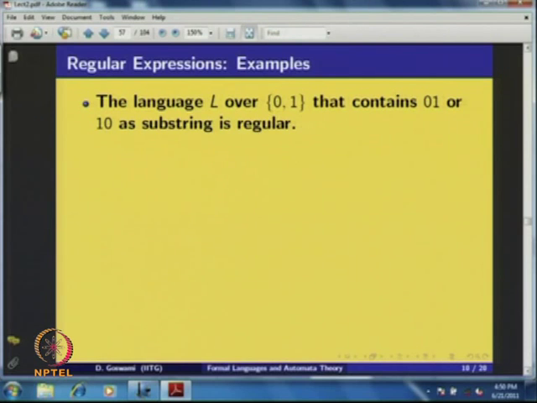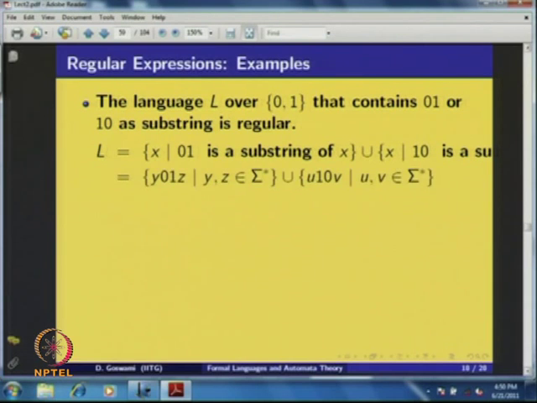Just consider a language over 0 1 that contains 0 1 or 1 0 as a substring. This can also be shown to be regular, because you can write it as the set of all strings x such that 0 1 is a substring of x, union all strings x such that 1 0 is a substring of x. Now, this can be written as y 0 1 z for some y, z belonging to sigma star, union u 1 0 v for some u, v belonging to sigma star. This is nothing but sigma star 0 1 sigma star, because y and z may be anything from sigma star, union sigma star 1 0 sigma star, because u and v may be anything from sigma star.